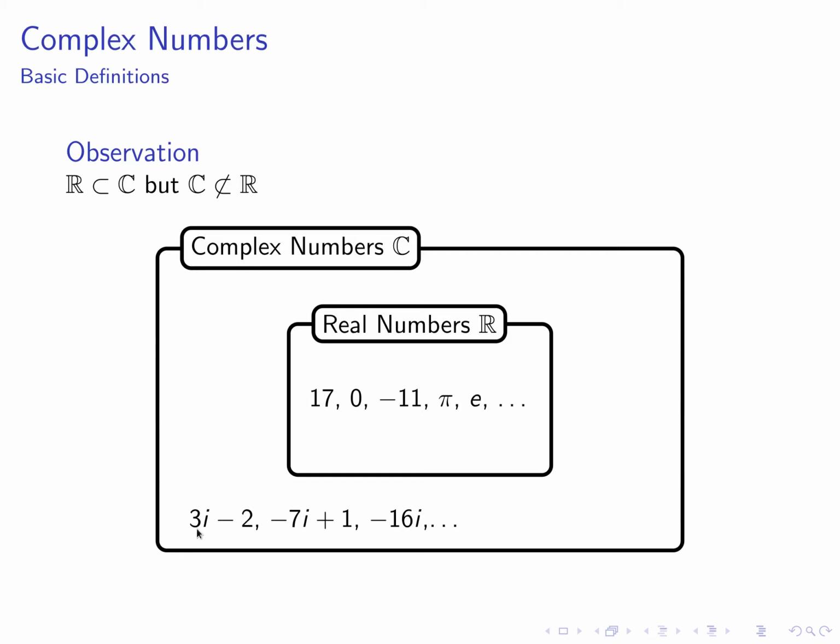For example, the numbers down here, 3i minus 2, -7i plus 1, -16i, etc. These are all perfectly good complex numbers, but none of these numbers is a real number because their imaginary parts are non-zero. The imaginary part of 3i minus 2 is 3, the imaginary part of -7i plus 1 is -7, and the imaginary part of -16i is -16. So the punchline here is that every real number is itself a complex number, but not every complex number is a real number.